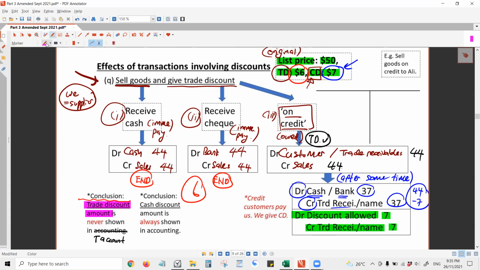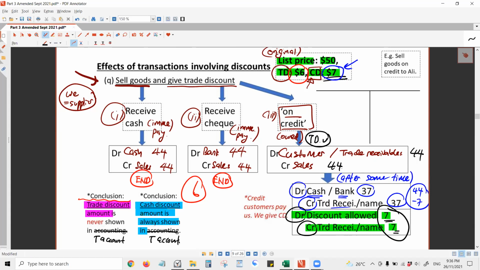On the other hand, cash discount amount is always shown in T accounts. Do you see the cash discount of $7? It is done using this entry: debit discount allowed, credit customer account, $7. So this is something to pay attention to.